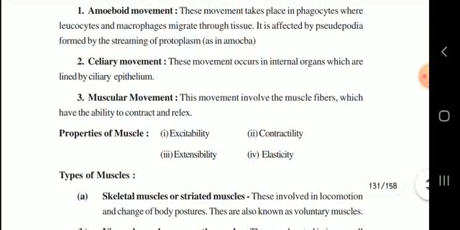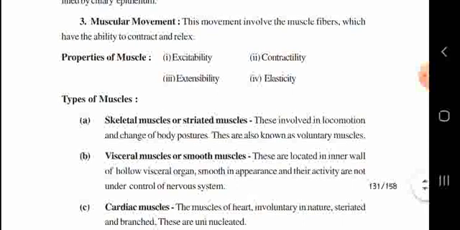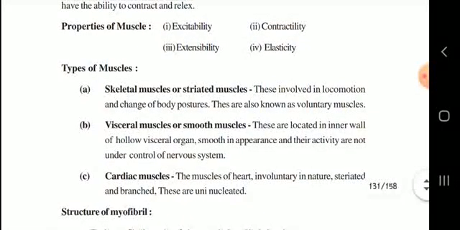Next, properties of muscles are excitability, elasticity, contractility and extensibility. These are the properties of muscle. They may ask in the final exam. Types of muscle: skeletal muscle, which is involved in locomotion and change of body posture. Smooth muscle, located in the inner walls of hollow organs; they are smooth in appearance and their activity is not under control of the nervous system. And cardiac muscle, the muscles of the heart, involuntary in nature.